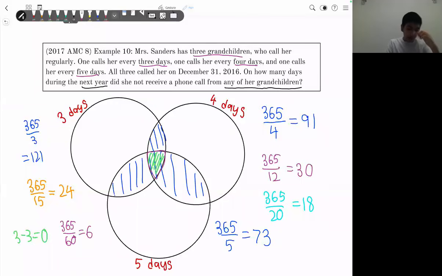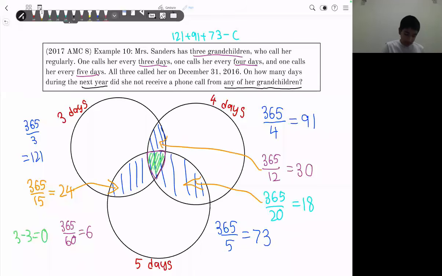So now, in order to find our final answer, we just do 121 plus 91 plus 73. And then again, we must subtract 24 because it's the number of times both the 3 and the 5 grandchildren call. And let me just mark it here. It's 24 right here. This is going to be this region. This 18 is the one for 4 days and 5 days, which is there. And the 3 and 4 is just going to be right there.